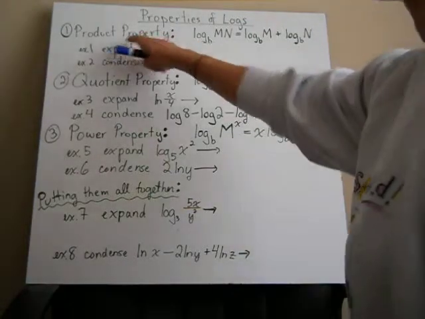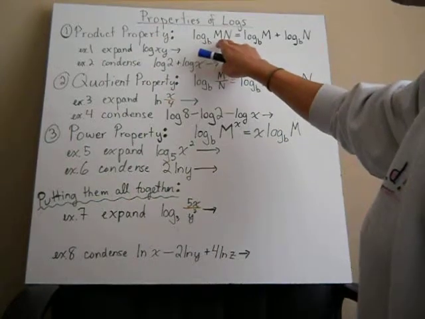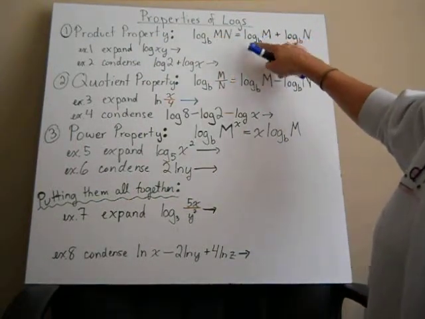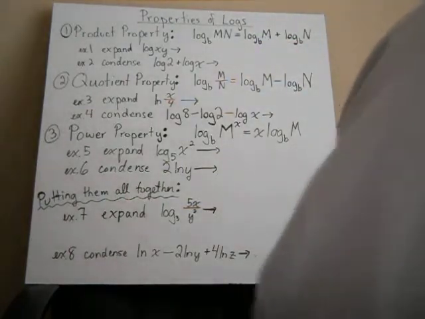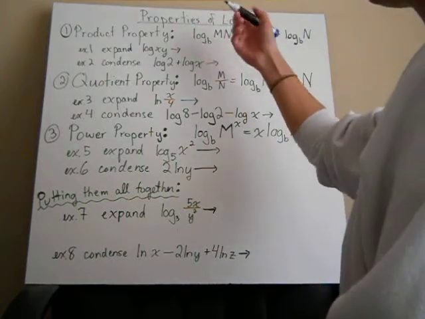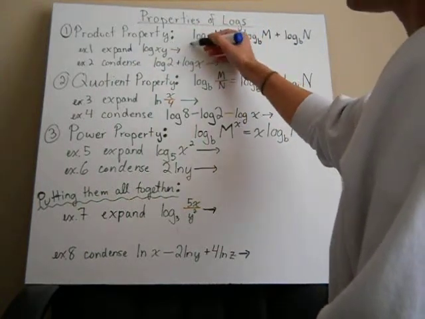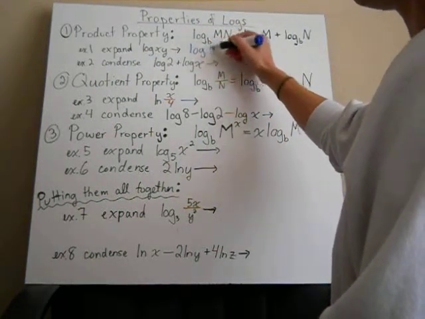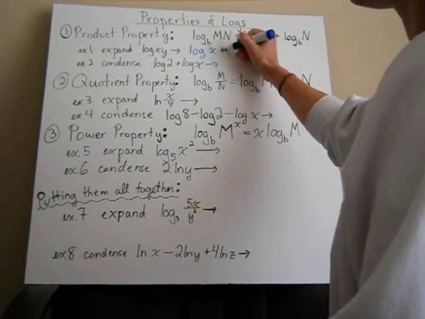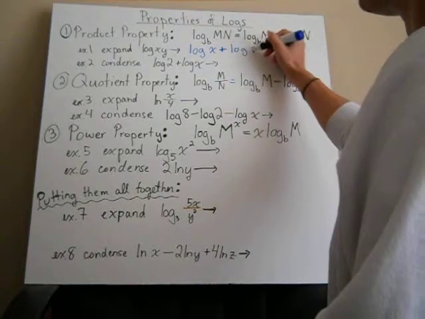When you have the product property, when you're multiplying here, you can separate that and write that as the addition or the sum of two different logs. So if I wanted to expand this, which is something you'll be asked to do, I could break that into the log of x, and since that's being multiplied there, plus the log of y.